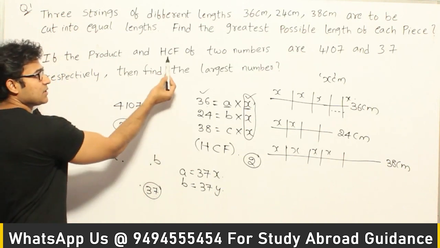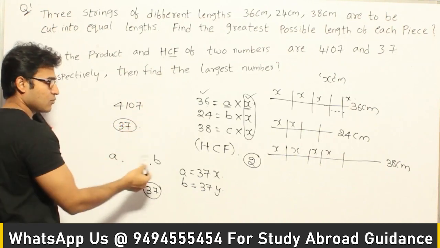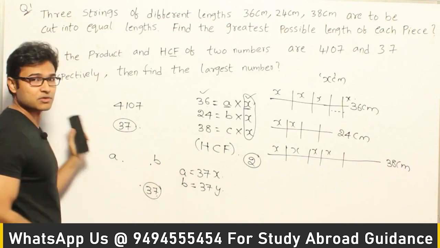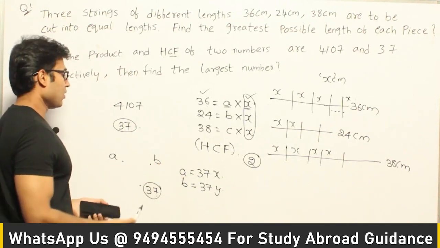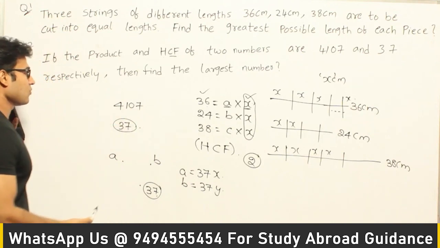See, HCF means highest common factor. Common factor means it is a factor for both of them, right? Since it is a factor for both of them, then I should be writing it this way, right? Okay, now it is given that product of these two numbers is 4107.